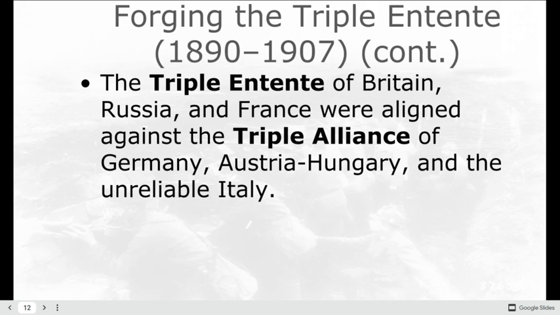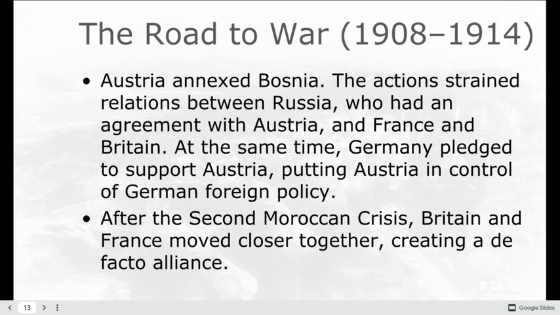And so we eventually have what is known as the Triple Entente, and Entente is spelled E-N-T-E-N-T-E, and that will be Britain, Russia, and France. And then we have the Triple Alliance of Germany, Austria-Hungary, and Italy. Italy will change sides during the war. So they're not exactly the most dependable out of all these countries.